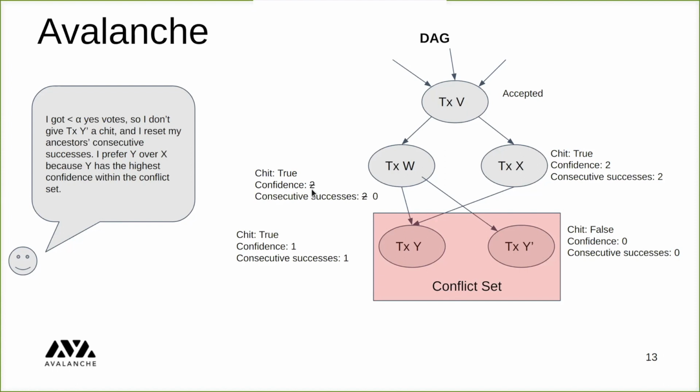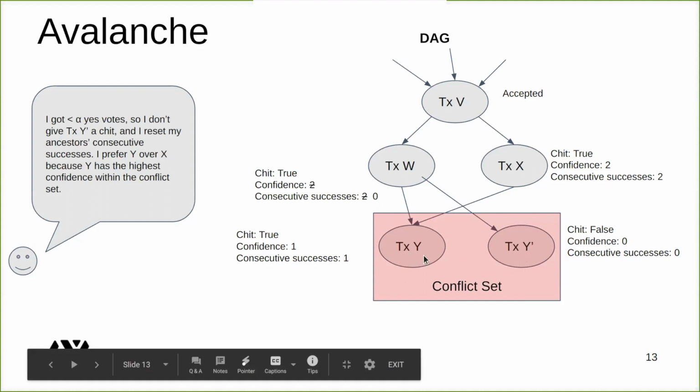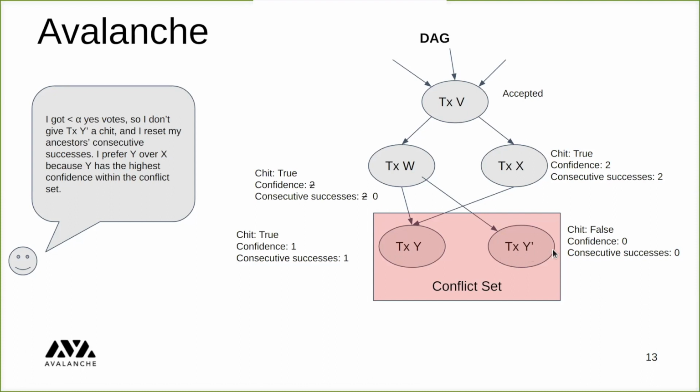So the use of confidence is, when a node queries you and says, do you prefer this transaction? You respond that you prefer it if there's no other transaction in the conflict set with a higher confidence. So let me break that down for a second. So in this conflict set, transaction Y and transaction Y prime, transaction Y has confidence 1 and transaction Y prime has confidence 0. So we prefer transaction Y to transaction Y prime. So if somebody asks us, hey, do you prefer transaction Y? We'll say yes. If somebody says, do you prefer transaction Y prime? We will say no. Okay?